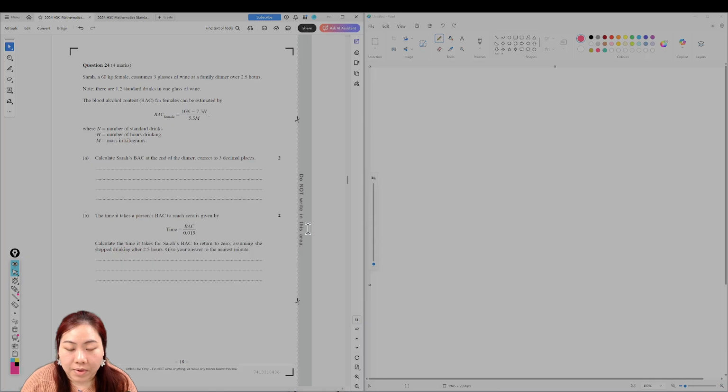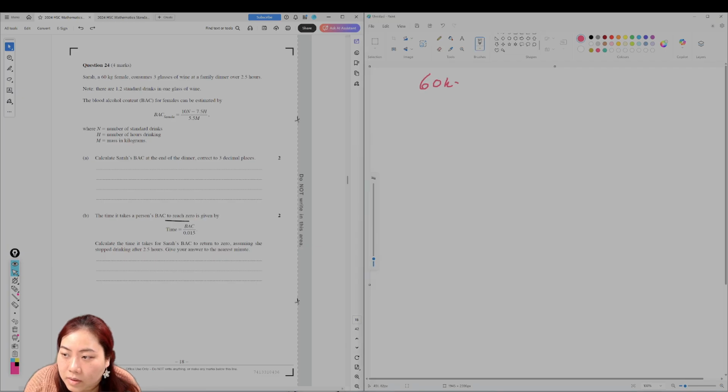Question 24. Sarah, a 60-kilogram female, consumes 3 glasses of wine at a family dinner over 2.5 hours. Note there are 1.2 standard drinks in 1 glass of wine. The blood alcohol content for females can be estimated by this formula. A. Calculate her BAC at the end of the dinner correct to 3 decimal places. I should be writing here rather than all over the paper. I'll start doing it now.